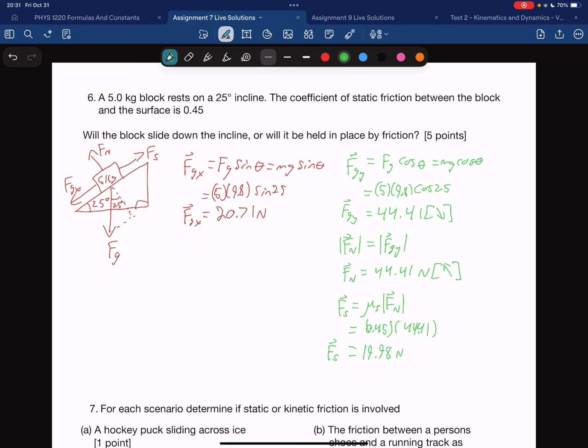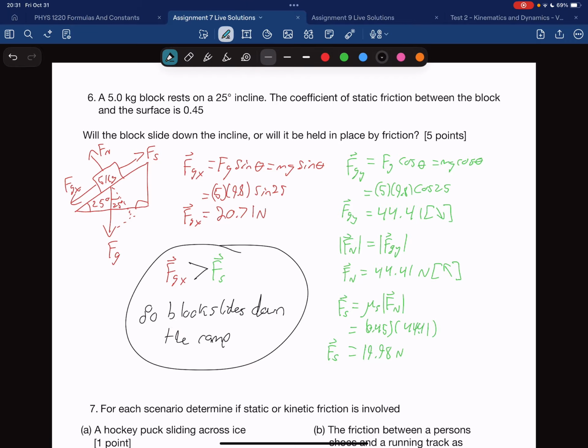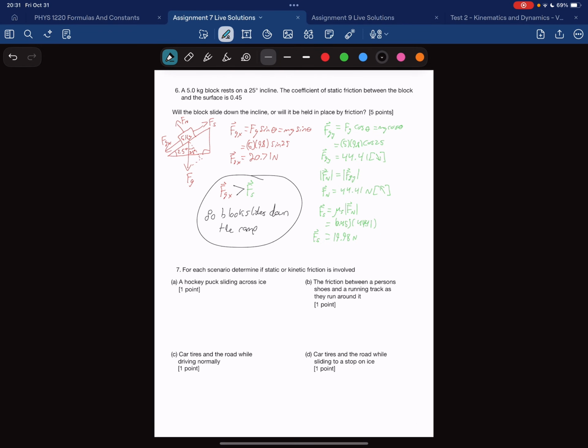So that tells us here that FGX is larger than FS, and therefore the block slides down the ramp, and that is the answer for number 6.